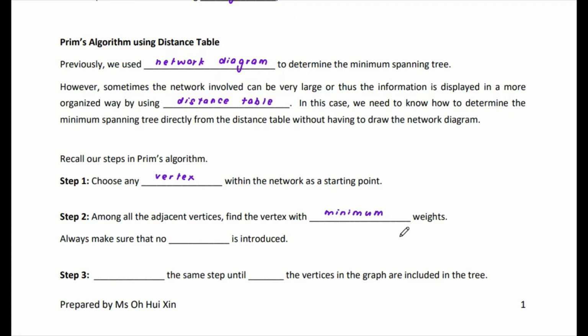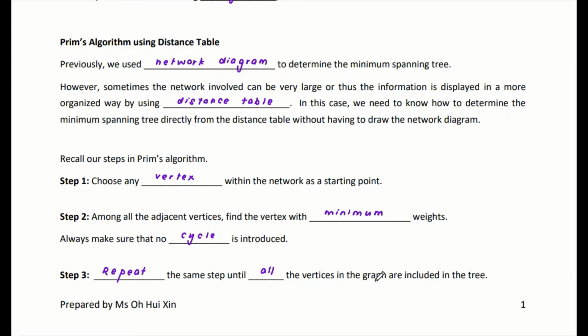Alright, so when you are choosing the adjacent vertex that gives you the minimum weight, at the same time, you always make sure that no cycle is introduced. The reason is we want to find the minimum spanning tree without any unnecessary edges involved, right? So this is an algorithm, a repetitive routine. We just repeat the same step until all the vertices in the graph are included in the tree. So basically, this is what we do for Prim's algorithm in a network diagram.